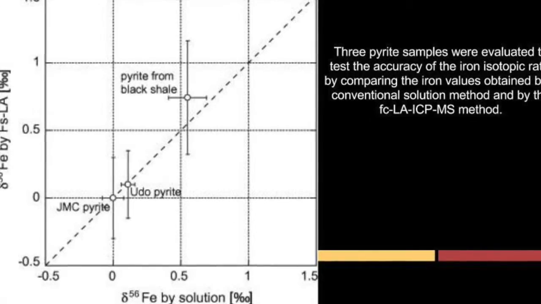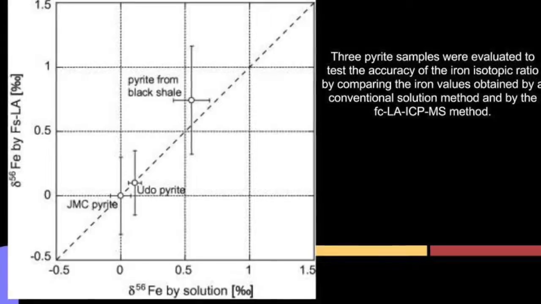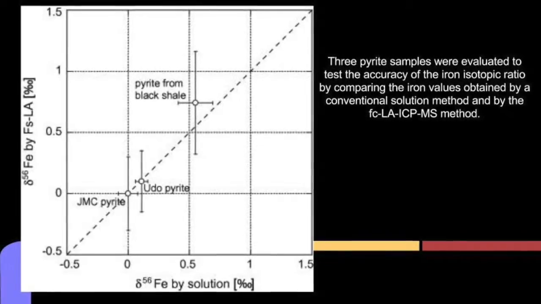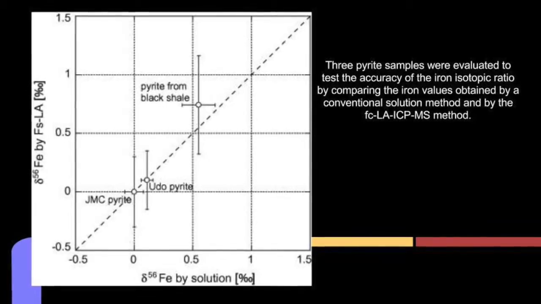3 pyrite examples were tested: JMC pyrite, which was the standard, Ueno pyrite, and a pyrite in black shale. The Ueno pyrite samples agreed with each other in both the tests. The pyrite from the black shale varied at about plus or minus 0.042%.